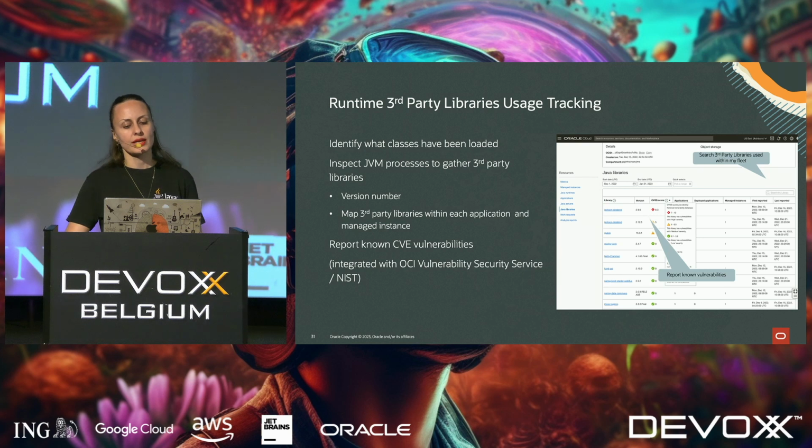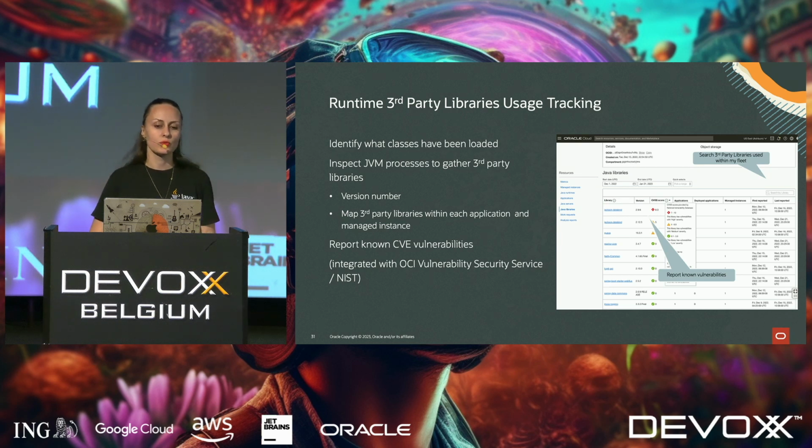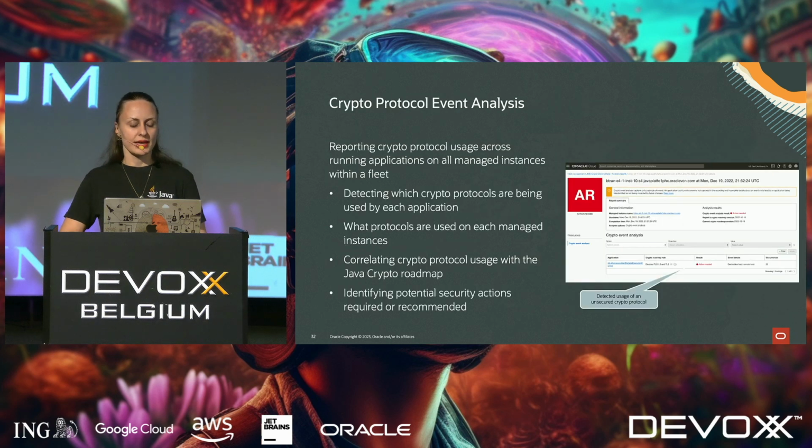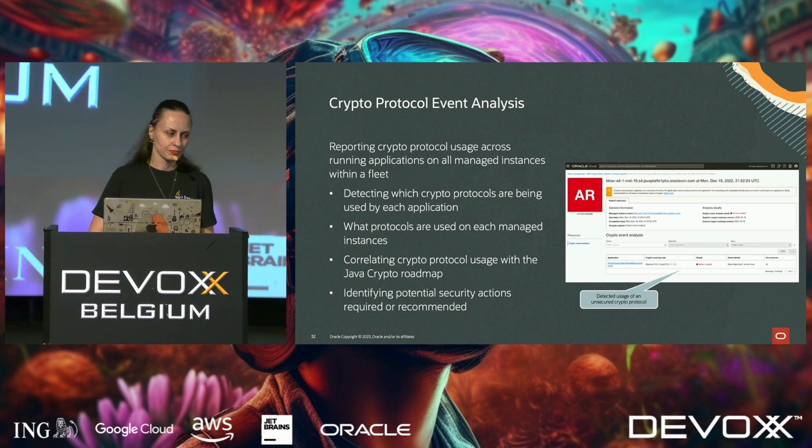Now, what I want to tell you is that the reporting on this one is done against known CVE vulnerabilities for each library, and this report is integrated with NIST and OCI Vulnerability Scanning Service. The crypto event analysis report that I showed you earlier is also detecting the current crypto protocols that you're using. It's correlating that with the Java crypto roadmap that is the most updated at that moment. And of course, it identifies for you potential security actions that are required or recommended. So this is a good advisor for you to know what you're vulnerable to and with which library.